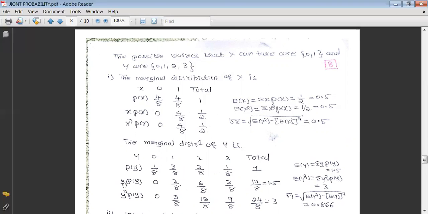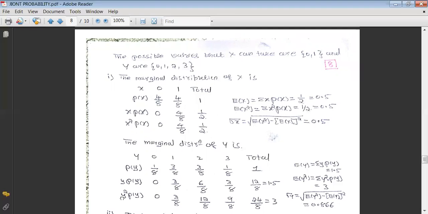Now let us calculate y into p of y. 0 into 1 by 8, that is 0. 1 into 3 by 8, 3 by 8. 2 into 3 by 8, 6 by 8. 3 into 1 by 8, that is 3 by 8. The total is going to be 12 by 8, that is 1.5.